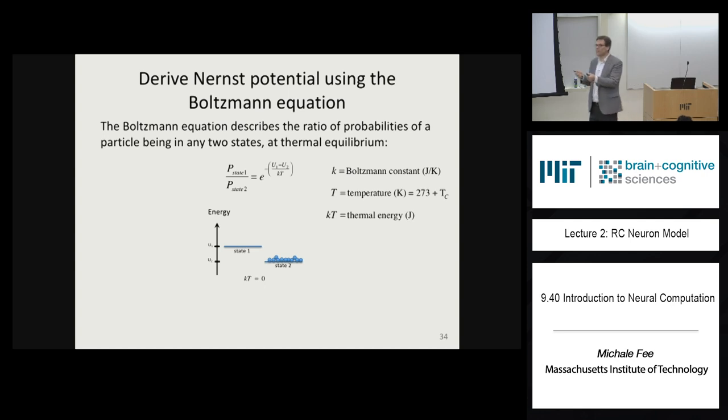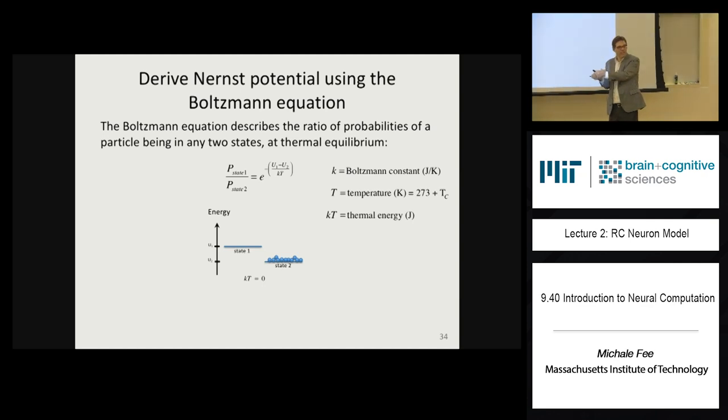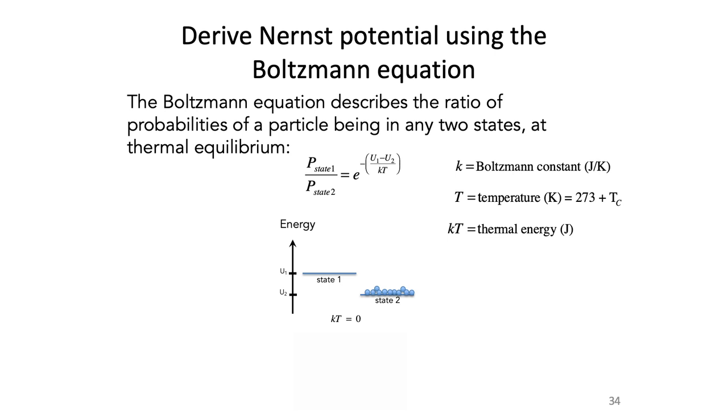And one of those states is going to correspond to a particle being on the left side of the beaker, or inside of our cell, and the other to that particle being outside of our cell, or on the other side of the beaker. And those two, left side and right side, have different energies, okay? So our system has two states, a high energy state and a low energy state. The Boltzmann equation just says the probability of being in state 1 divided by the probability of being in state 2 is just e to the minus energy difference divided by kT.